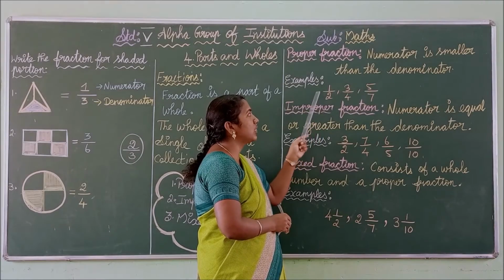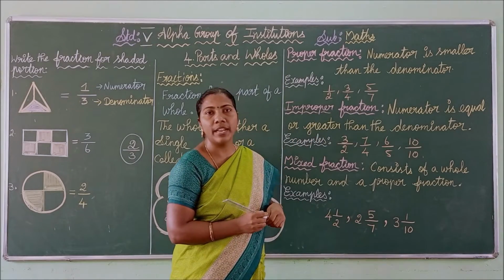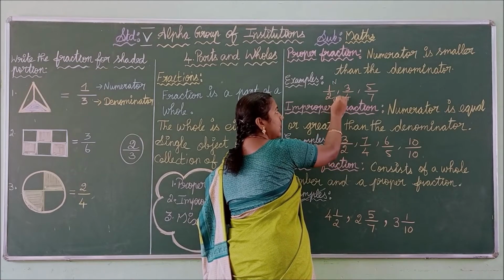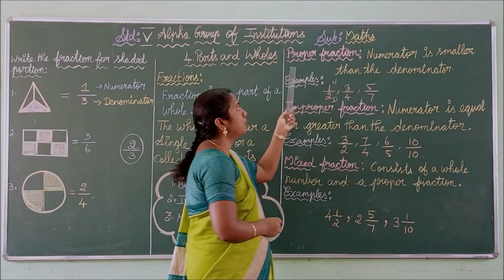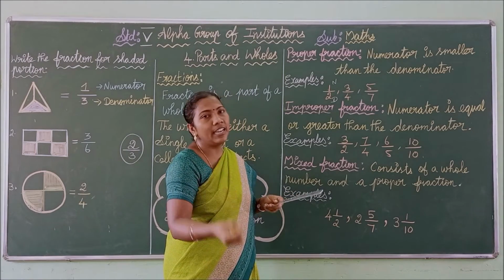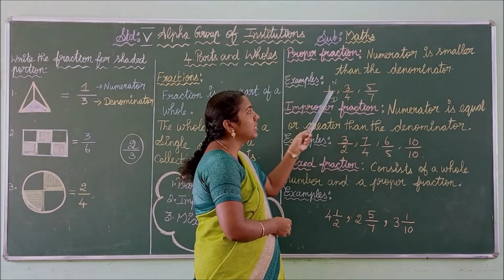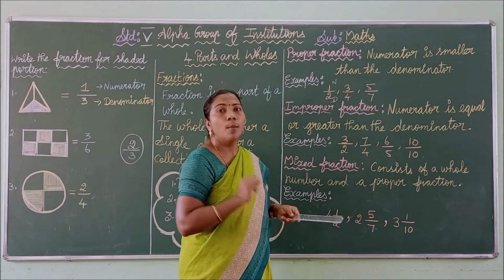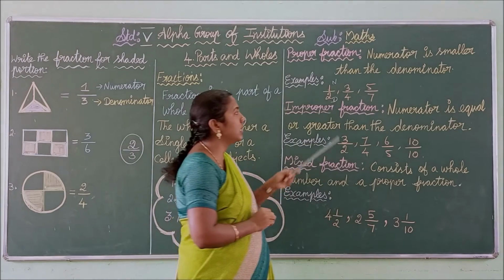In the first fraction, 1 by 2, which is the numerator? Yes, 1 is the numerator and 2 is the denominator. If it is a proper fraction, the numerator is less than the denominator. See here, 1 is less than 2. So you have to call this fraction a proper fraction. Okay, see the next one.